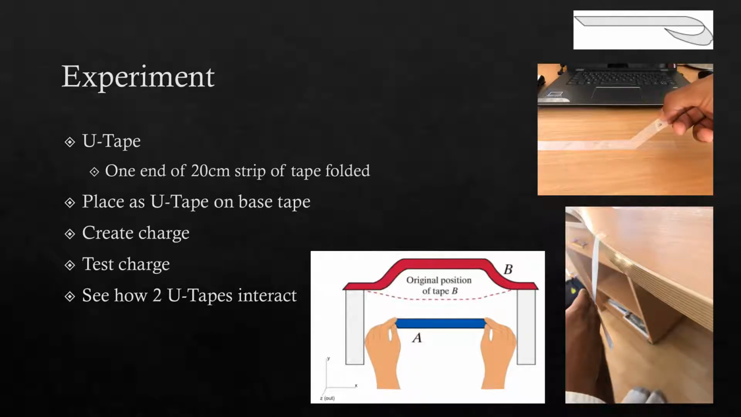So I started off the experiment by making U-tapes and seeing how they interact with my hand. The U-tapes attract my hand because the U-tape is negatively charged, and my hand has positively charged salt ions. And then I saw how two U-tapes interact with each other, and they repel each other because they're both the same charge.